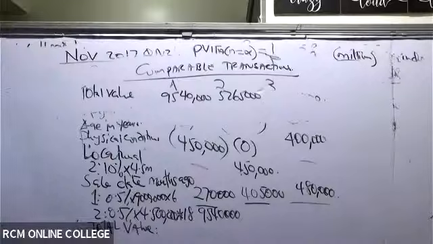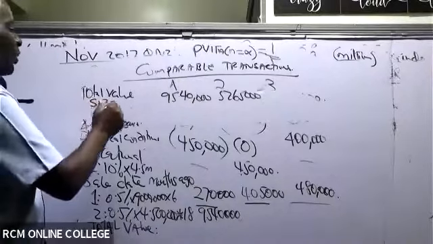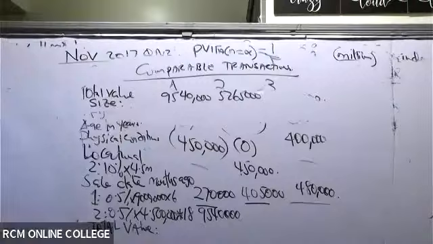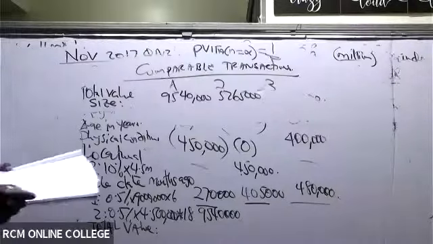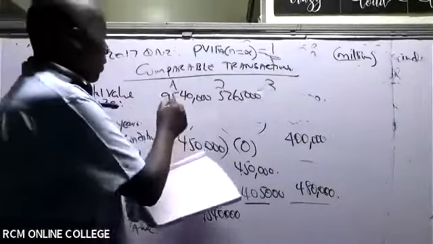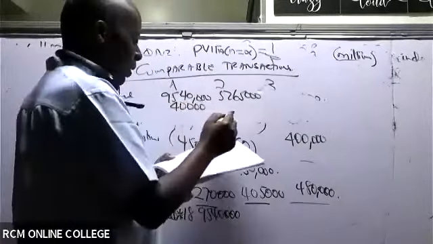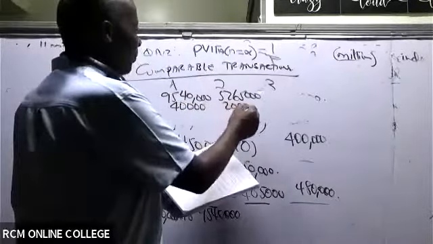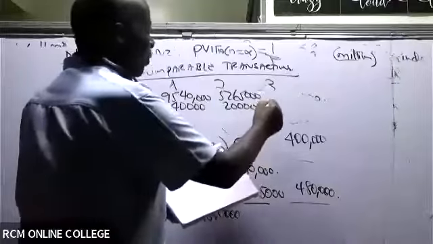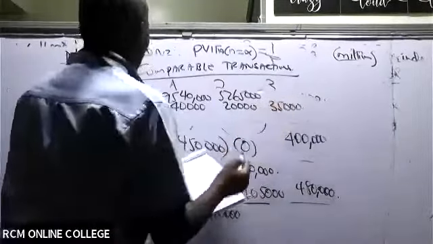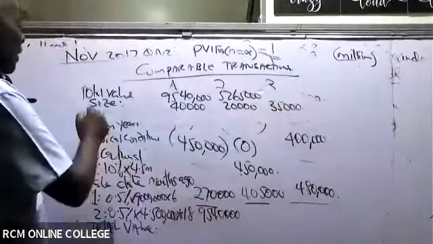So we have here the size of these properties. I'm waiting for the last one, Olivia. The size of the properties, we have 40,000, we have 20,000 here, and then lastly, we have 25,000 here. So you give me value per foot.